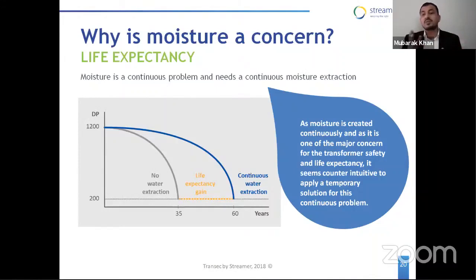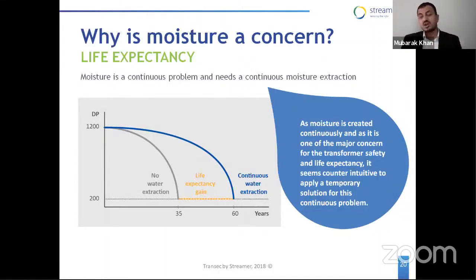If you compare the life expectancy of both transformers, the transformer without the continuous water extraction system will have a shelf life of around 35 years. Comparatively, the same transformer with a continuous water extraction system will have a shelf life of 60 years. You see, it is almost a 40% increase in life.